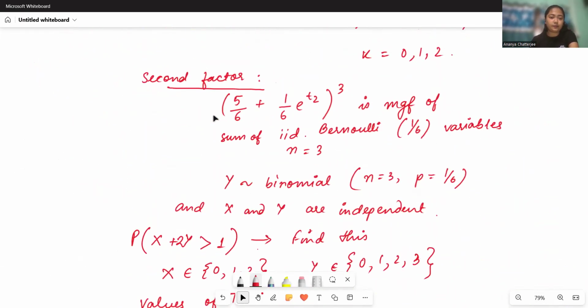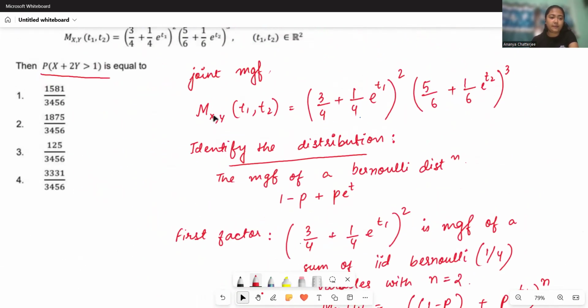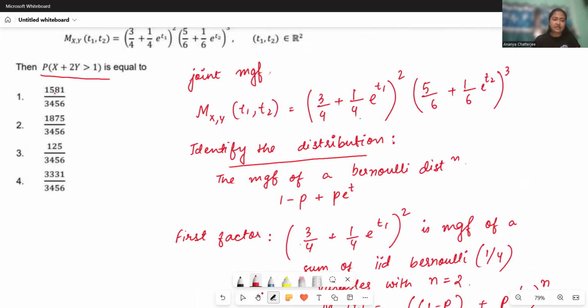Now coming back to the options, we see that the first option, that is 1581 by 3456, matches. So the answer is the first option. Got it? Okay. Thanks.